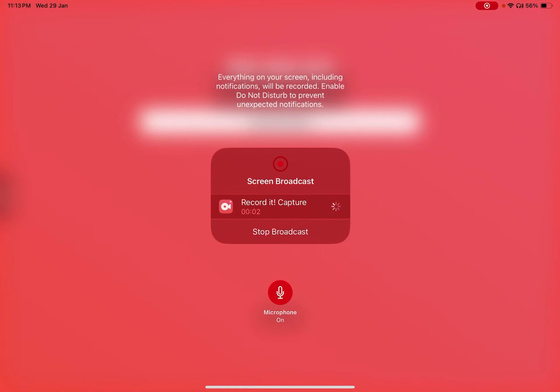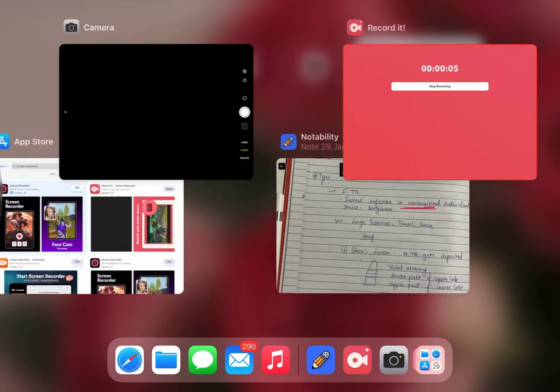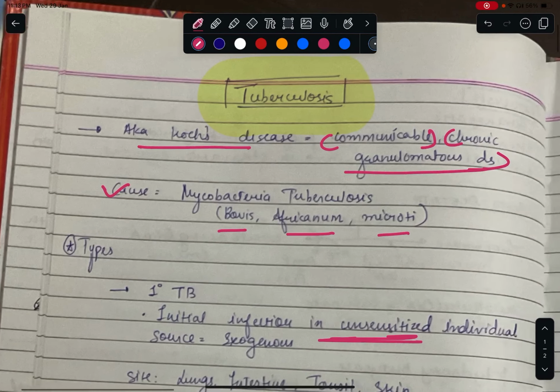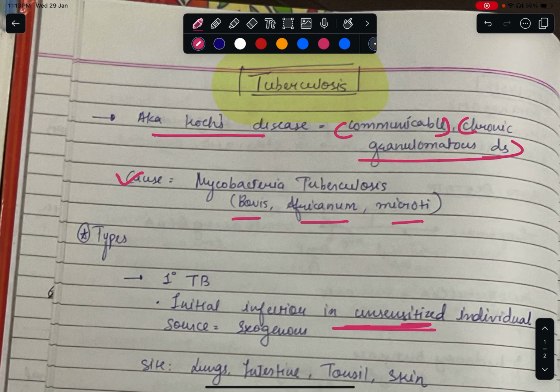Hello, so today we'll discuss tuberculosis. I have my rough exams tomorrow, and today I'm here discussing with you tuberculosis.